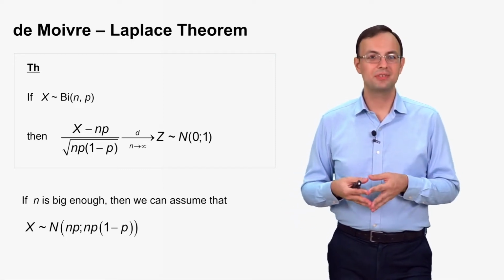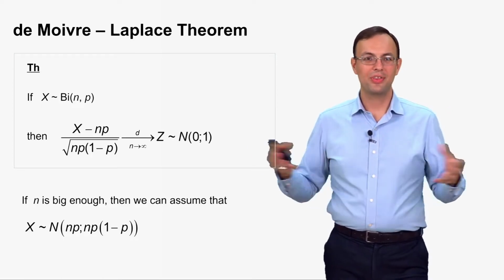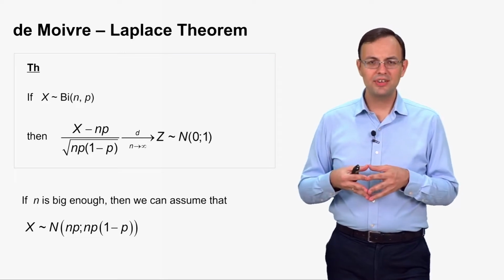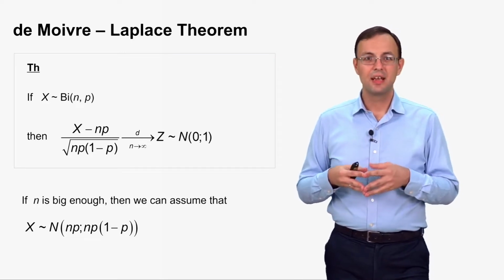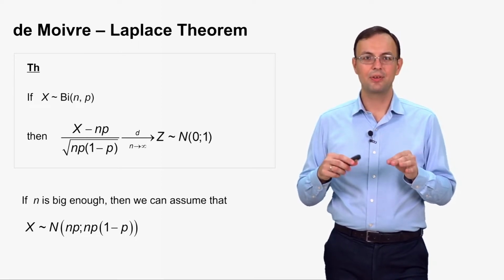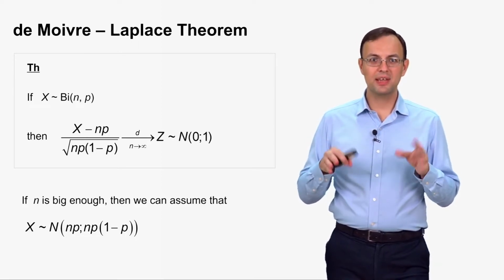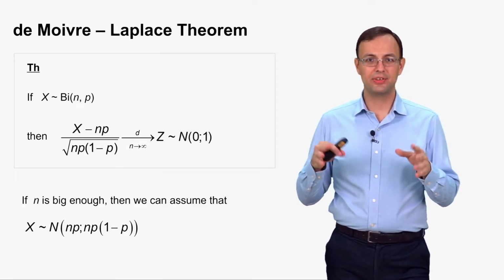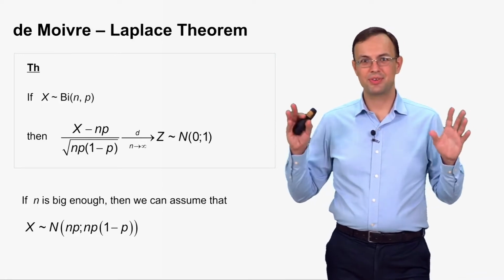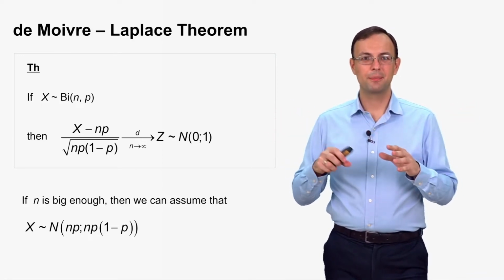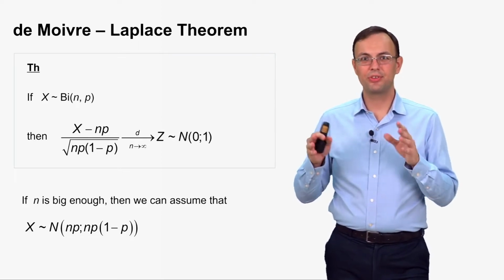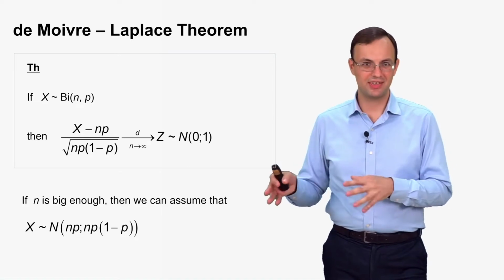So if 100 is big enough or not, or 1000 or 10 or 50, the answer is that in most cases, several dozens is enough. So it is enough for n to be equal to several dozens to apply this theorem. Sometimes they say there is a magical number, 30, and if n is more than 30, then you can apply the CLT.